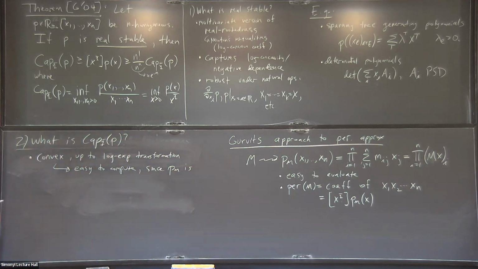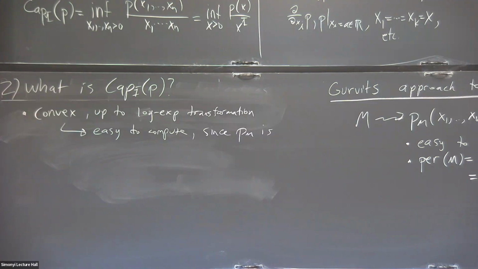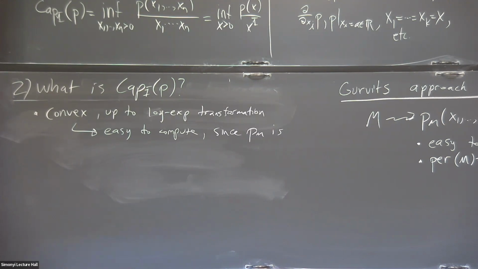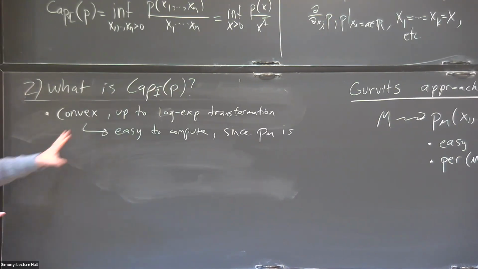Is this true for any real stable polynomial, or just for...? No, sorry. This is for anything with non-negative coefficients. It doesn't require real stability, actually. Real stability would give you something more like some kind of concavity, but I'd have to think about it. Well, I'll say for now, for anything with non-negative coefficients, this is a convex program up to a log x transformation.